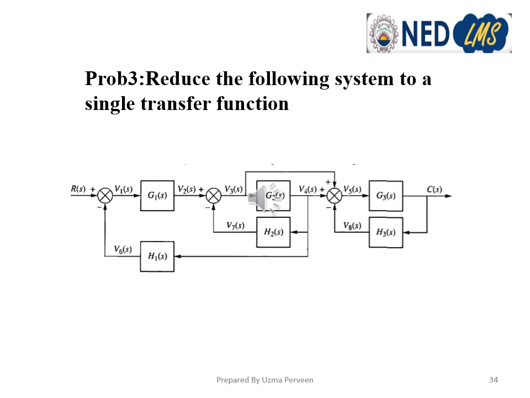So if we move this point V3 beyond the block G2 towards V4, then G2 and H2 will become a loop. So we'll move this point V3 beyond the block G2, and then this will become a parallel path with the transfer function 1 and 1 upon G2. I hope you can understand this transformation.